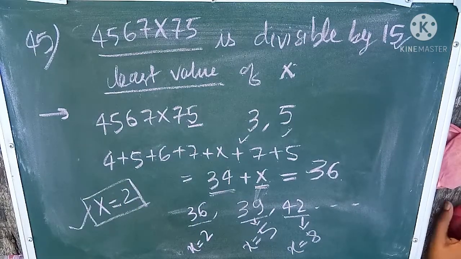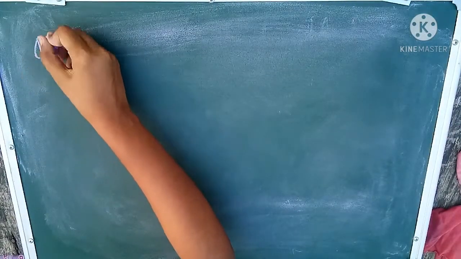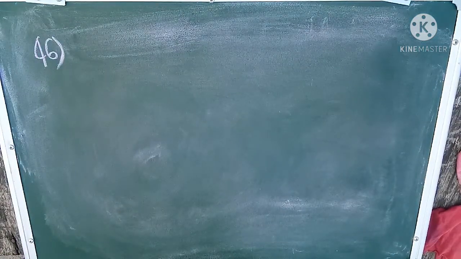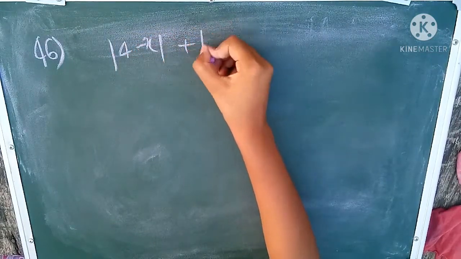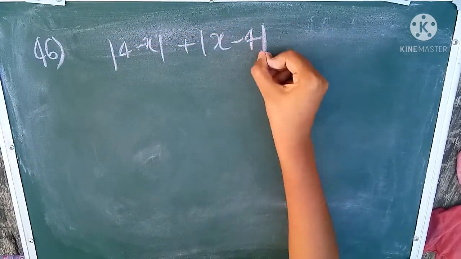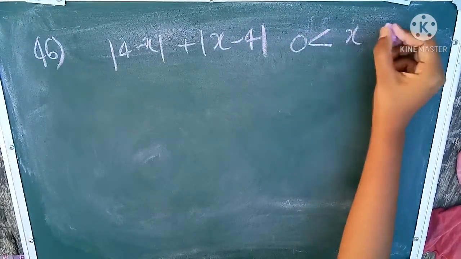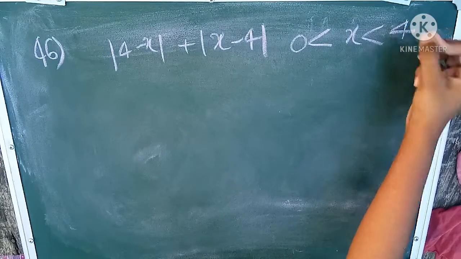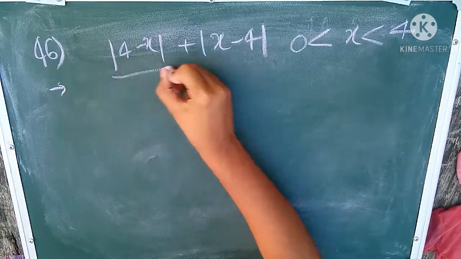Next question we have is question number 46. Here the question is we have to find the absolute value of the given terms, which is mod of 4 minus x plus mod of x minus 4. And the value of x is given that it is greater than 0 but less than 4 here. So let's find the absolute value of this term.